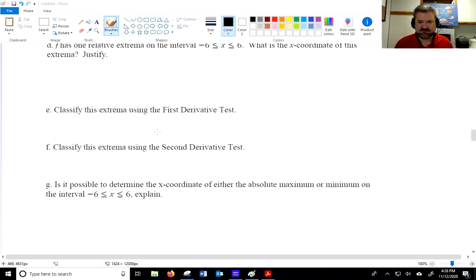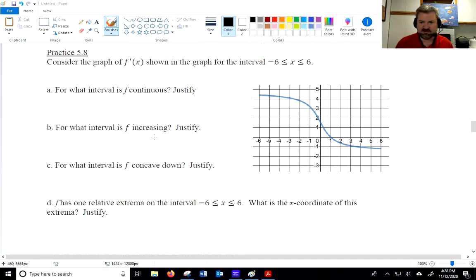Okay, and this is practice 5.8. I think this is our last problem. So that was all the problems there. Okay, let's go through it. Consider the graph of f prime of x shown in the graph for the interval from -6 to 6. For what interval is f continuous?